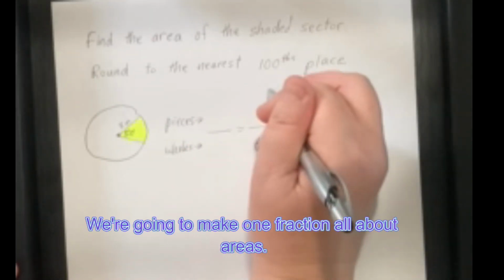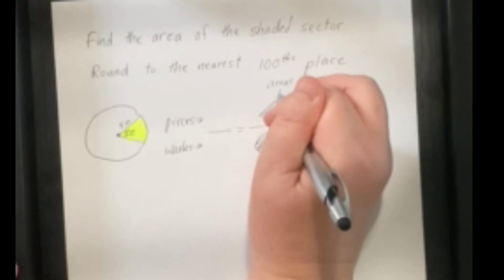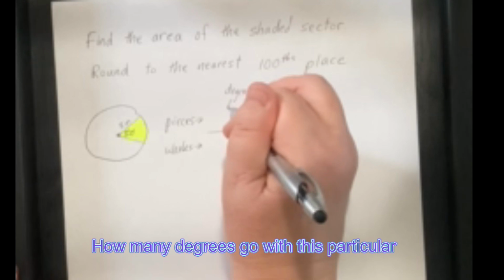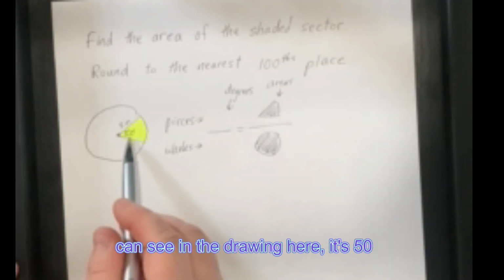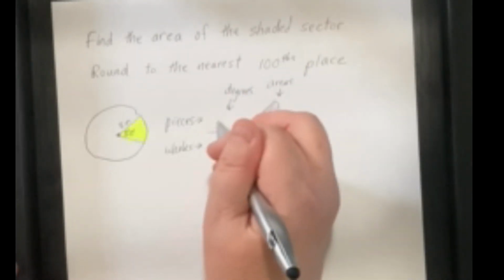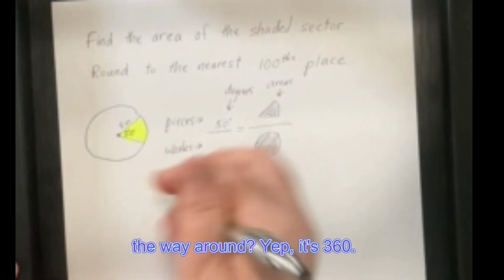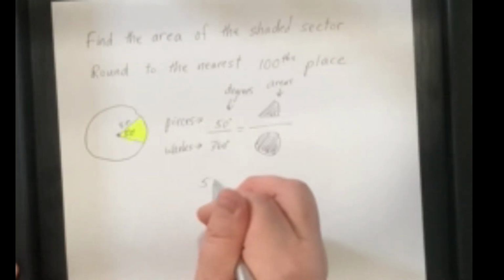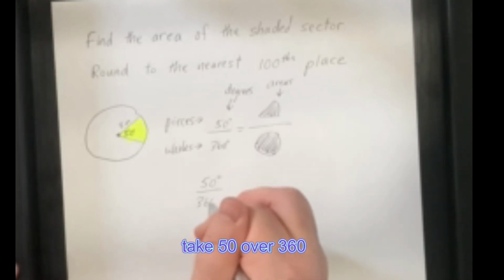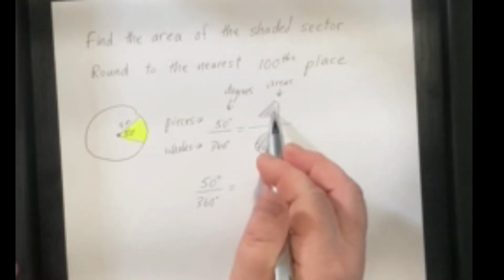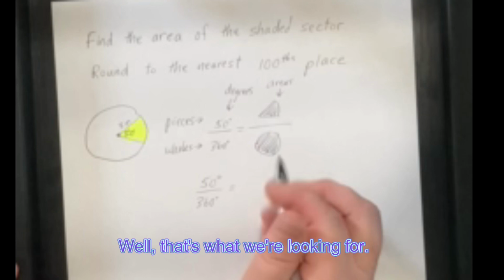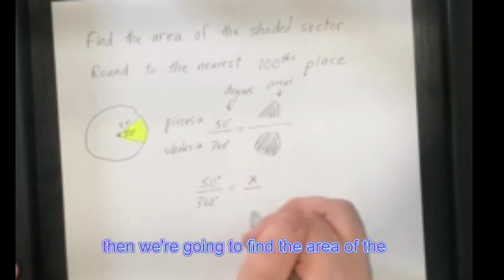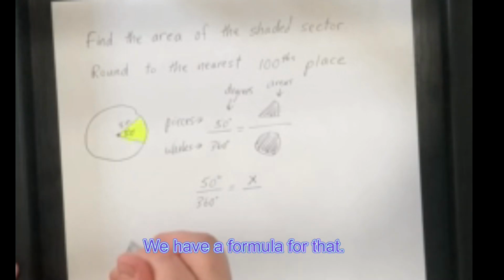We're going to make one fraction all about areas. We're going to make the other fraction all about how many degrees go in this particular sector. You can see in the drawing here, it's 50. What's the whole number of degrees all the way around? It's 360 degrees. So we take 50 over 360 and set it equal to the area of the sector, which is what we're looking for, and we'll call that x, over the area of that circle. We have the formula for that.